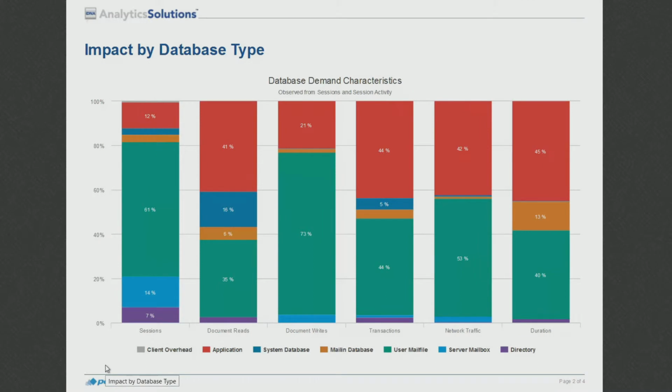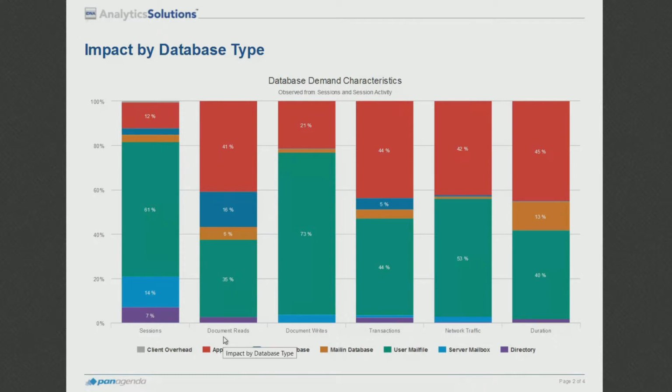Let's start with the first slide. It's called Impact by Database Type. What we see is our database categories, which we saw in earlier videos too. So we have the categories application, system database, mail-in database, user mail file, server mailbox, and directory, and their corresponding colors. And what we see in the columns is what is being done in these database categories.